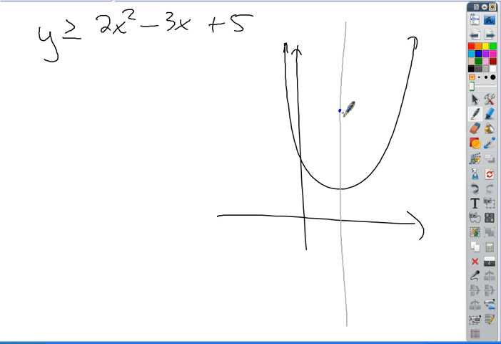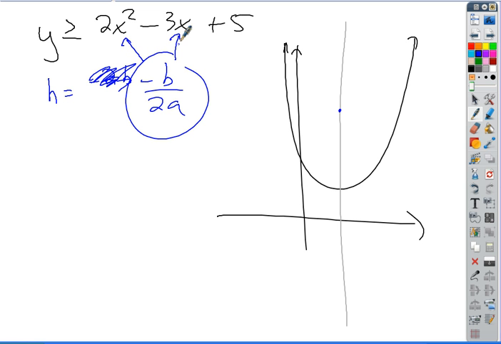This is in standard form, so the x-coordinate of the vertex, which we could call h, is negative b, sorry, over 2a. We could find what the x-coordinate of the vertex is. And that's really what we need, so we can line this thing up with the x-coordinate, right? And then to find the y-coordinate, we would just plug that value back in for x and find the y-coordinate. So we could know where the vertex is.